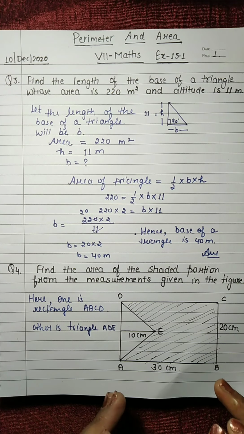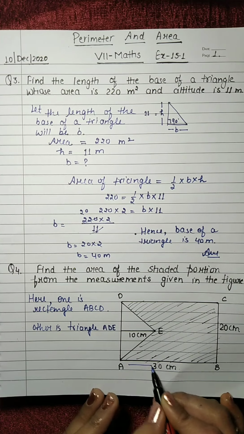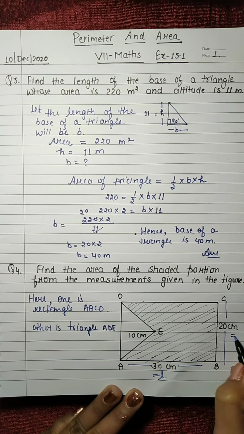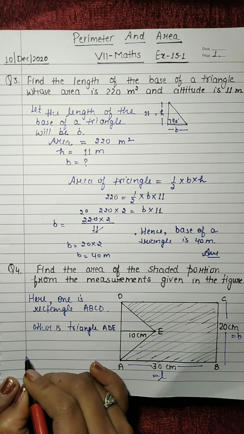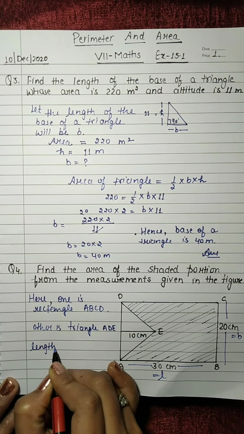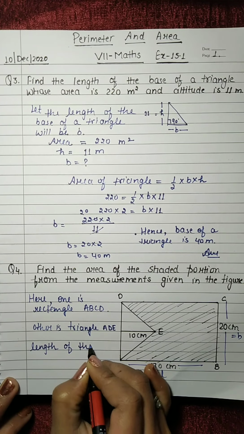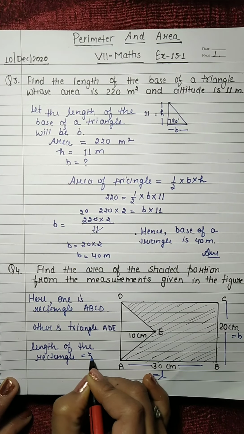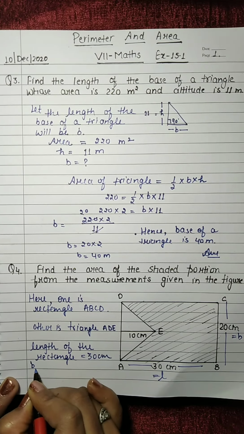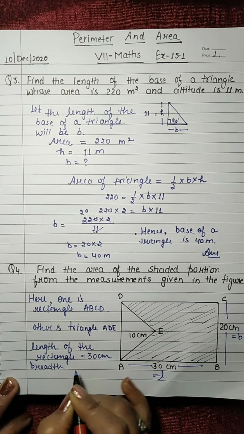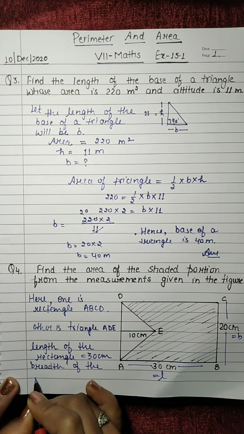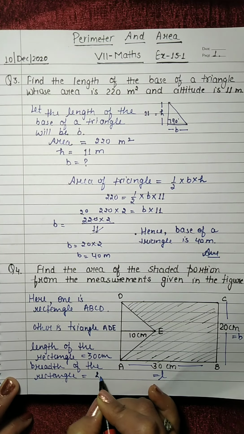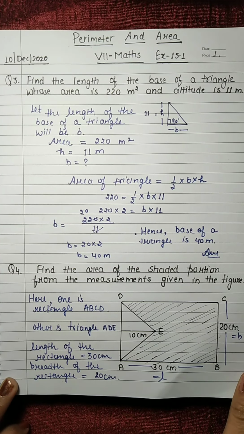Okay students, and students, in the rectangle we have length. This is the length and this is the breadth. Is that clear? Okay, so here the length of the rectangle will be 30 centimeter, and the breadth of the rectangle is 20 centimeter. Is that clear?